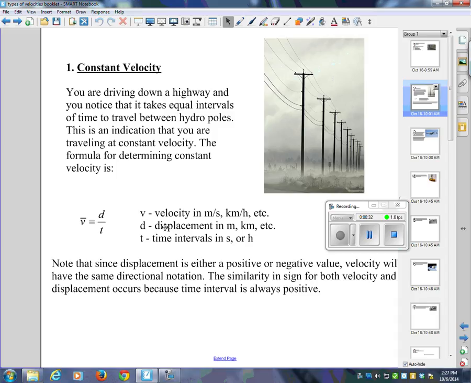The hydropoles are likely probably, I honestly don't know. Anyone got a parent that works for hydro? Find out how far apart the poles are from me, would you? I'm going to guess like 75 meters, but I don't know.